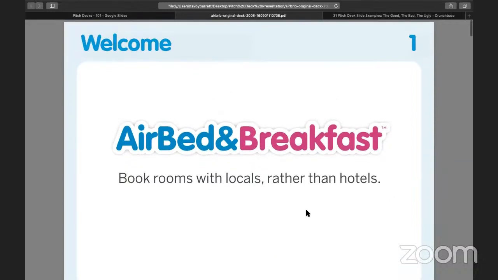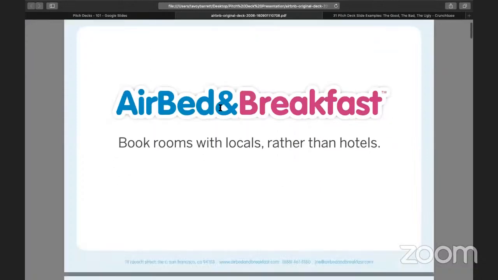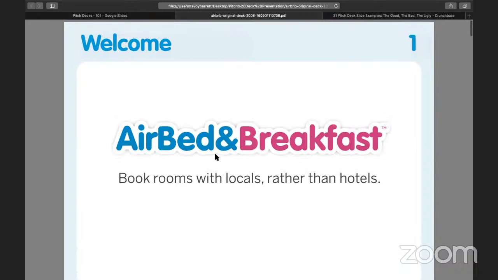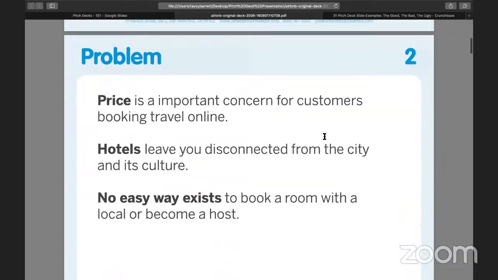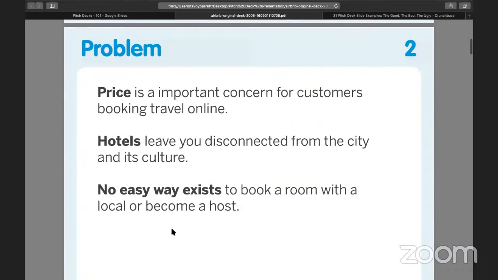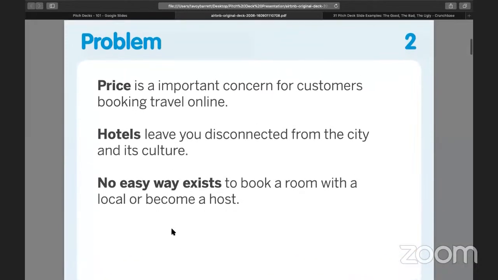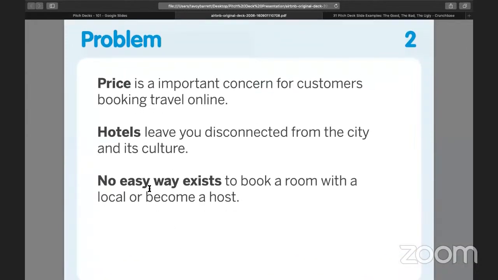So the introductory page literally has their logo, Airbed and Breakfast, and of course, this would have been the original logo that they started with. Airbed and Breakfast: book rooms with locals rather than hotels. In 3 simple, undisputed statements, they include their problem in 3 different ways. Price is an important concern for customers booking travel online. Hotels leave you disconnected from the city and its culture. No easy way exists to book a room with a local or become a host.